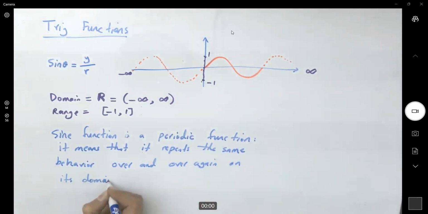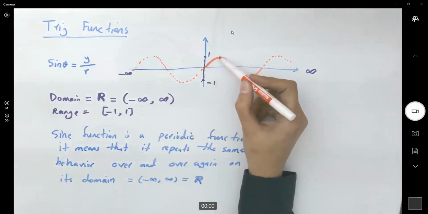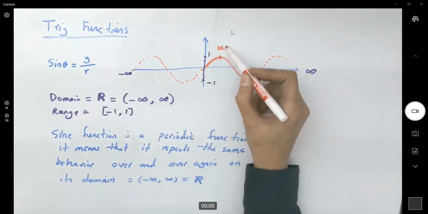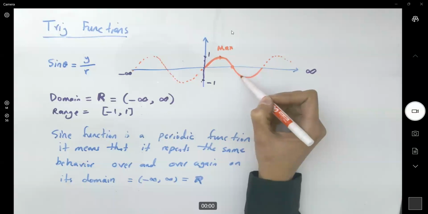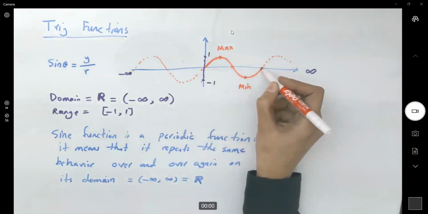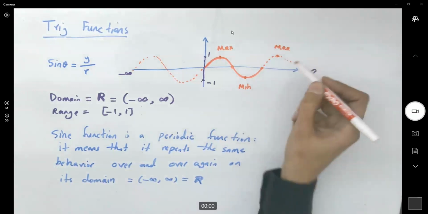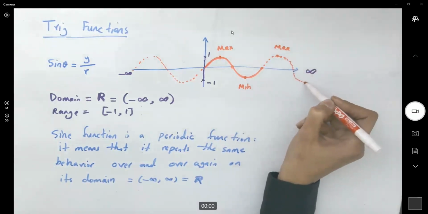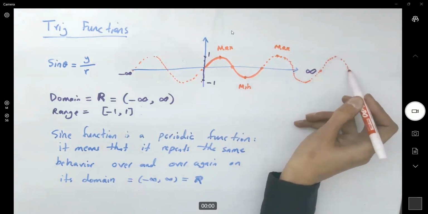What is the domain? The domain is negative infinity to positive infinity, or on R. So it repeats the same behavior. What is the behavior? It's the same behavior as this part. It goes up, reaches its maximum, starts going down, has an x-intercept, goes down, reaches its minimum, and starts going up, hits the x-axis, then again goes up, reaches its maximum, starts going down, cutting the x-axis, reaching its minimum, and then going up, hitting the x-axis, and again and again.